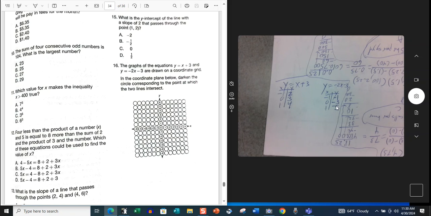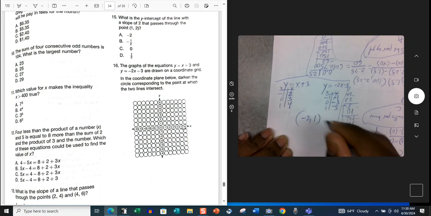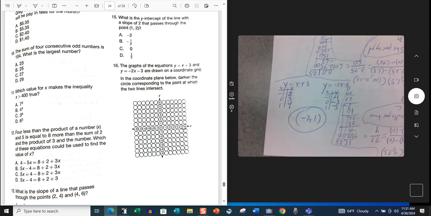Now, the reason why I'm not graphing this, and if you still have a question with problem 16, you can come to class, I'll answer your question. But once you graph these two, the point where they intersect would be negative 2 and positive 1. So again, the answer would be negative 2, positive 1. So that would be your answer. That's where both of them intersect.